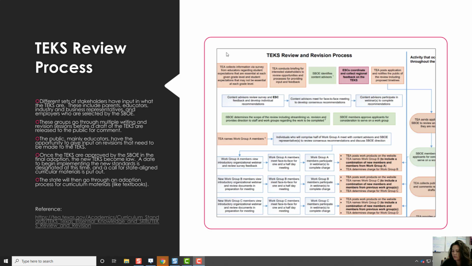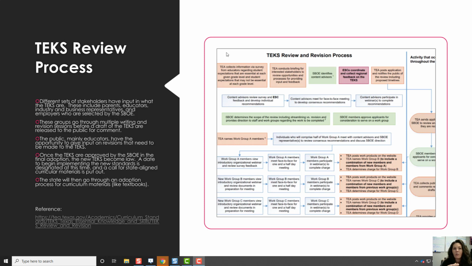The reason the TEKS review process takes so long is because there are so many steps in the process. First, the SBOE gathers all of the stakeholders who want to apply. They have stakeholders apply online and then they select stakeholders to be on different committees. So there's parents, there's educators, there's industry and business representatives, as well as employers who are selected by the State Board of Education to serve on these writing committees.